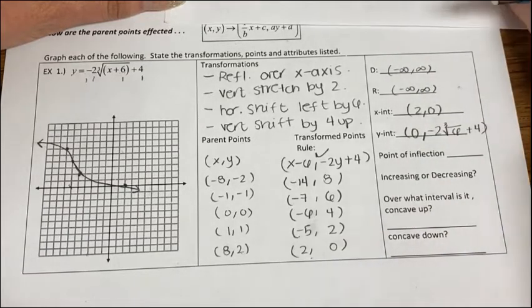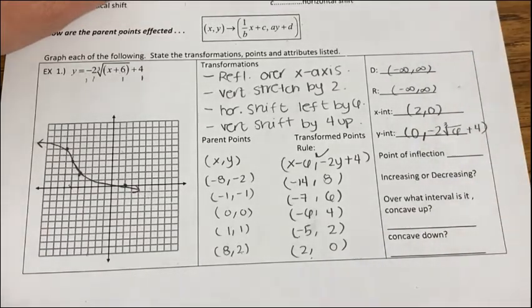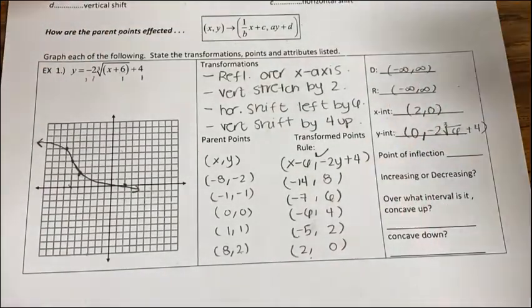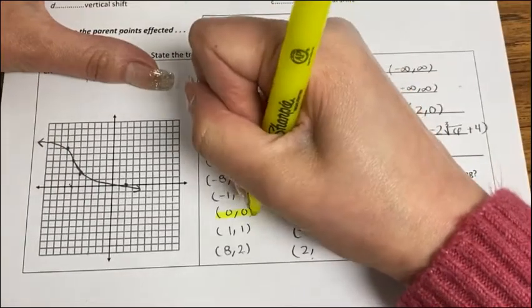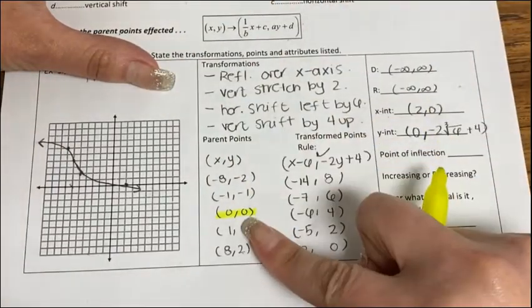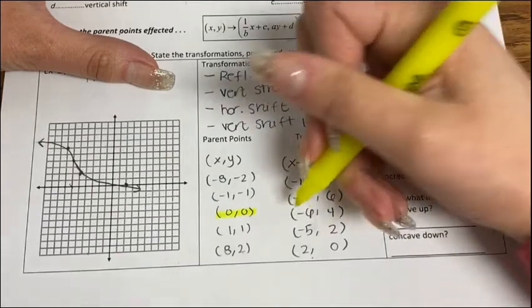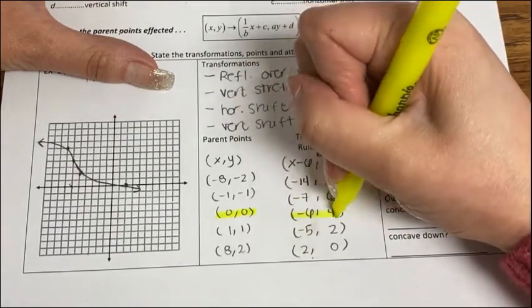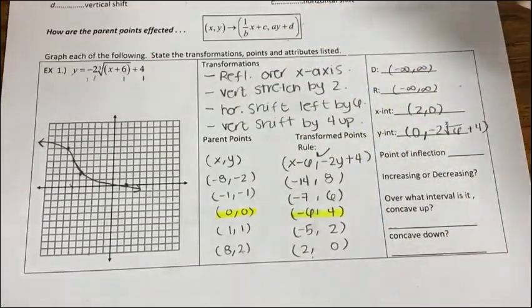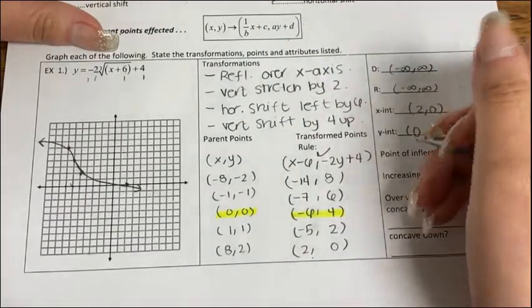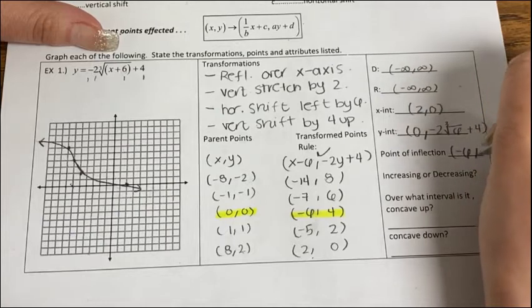Now the inflection point, as I was telling you back in class, this guy is quite important. The transform point 0, 0, which in this case is the point -6, 4, is going to be your inflection point. Okay, so your inflection point is going to be -6, 4.